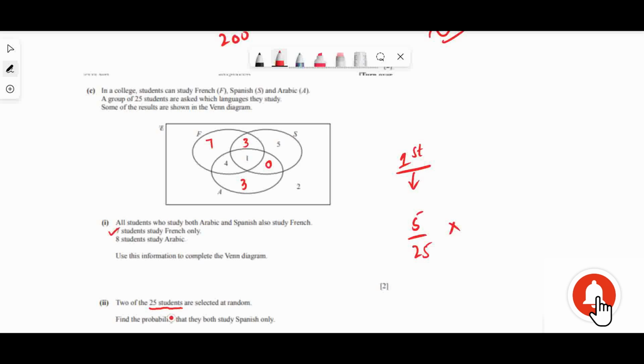Now, as they are saying that they have to select two, for the second pick we know that we will have 1 student less. So this must be equal to 4 by 24.